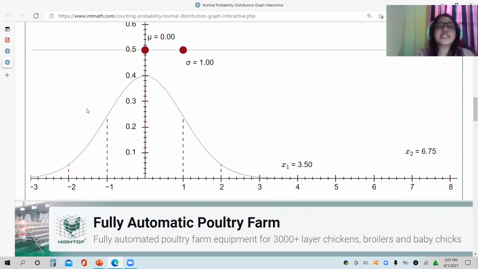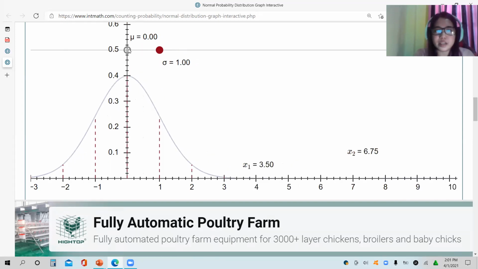Okay, so this is the mean. As you can see here, this is the mean, it is 0, and the standard deviation is 1. As you can see here, the normal curve has a mean of 0 and a standard deviation of 1.